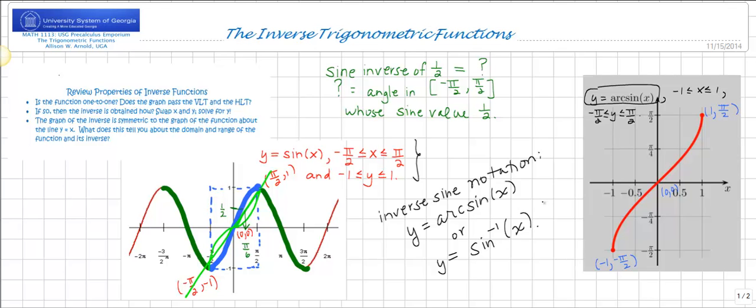Now we're going to define inverse cosine and inverse tangent in a similar fashion. So bear in mind that you really need to accept the window that we've chosen and go with it. And it may feel awkward at first until you get used to it.